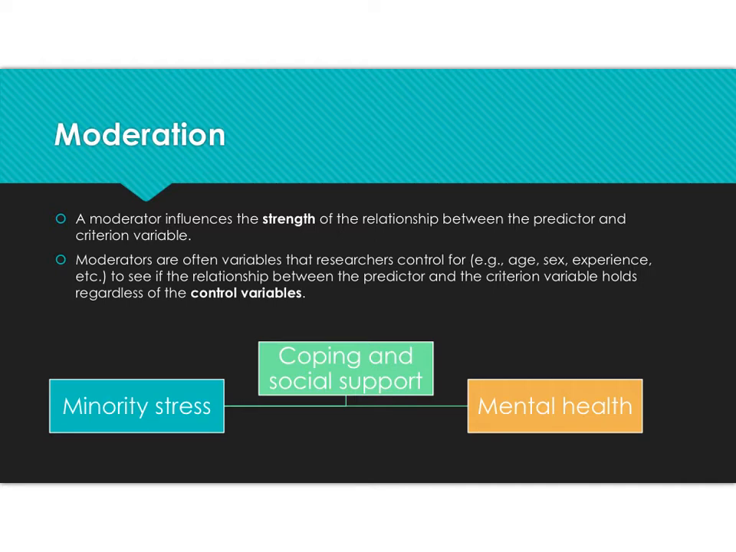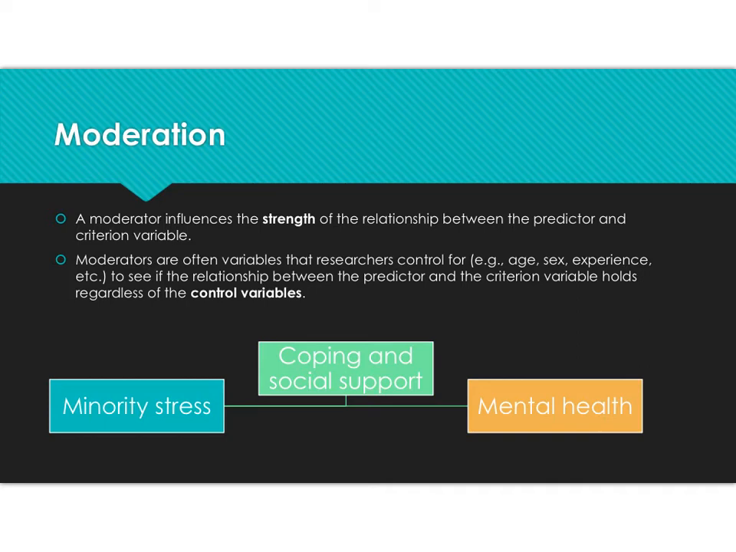However, the relationship between minority stress and mental health is moderated by the coping and social support of each individual, meaning that coping and social support changes the strength of the relationship between minority stress and mental health. So that relationship exists, but it is moderated by coping and social support, meaning the strength of that relationship changes depending on how much coping and social support each person has.